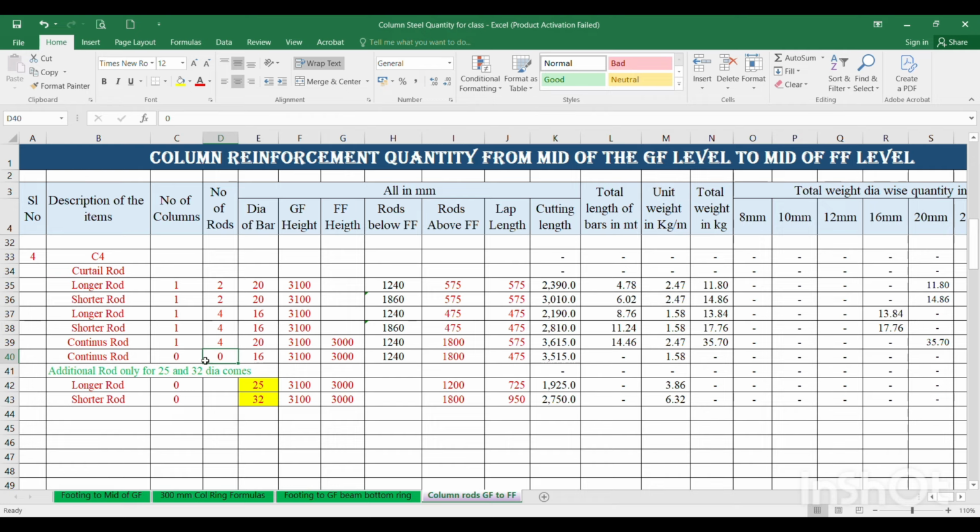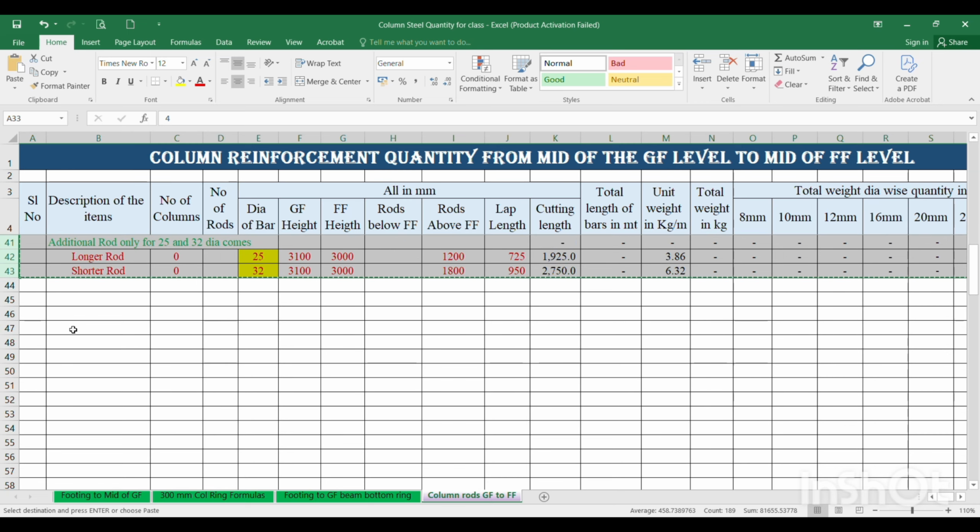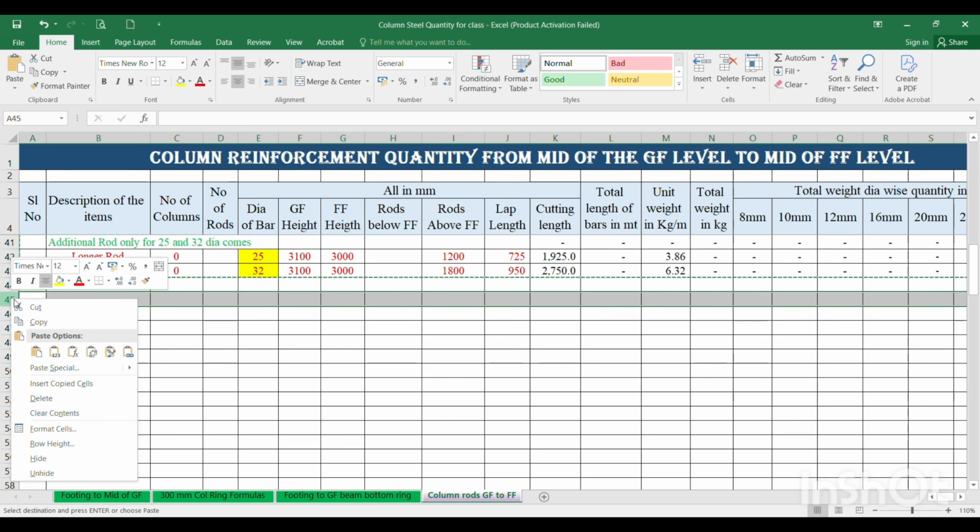That's why I am keeping this row the same, and the additional rods also I am keeping like this. When the 25 and 32 dia rods come, then these rows will operate. Otherwise, keep these rows going parallelly. Then similarly, I am taking the C5 column. I will explain one more column. Control C. This is the C5 column I am going to explain.